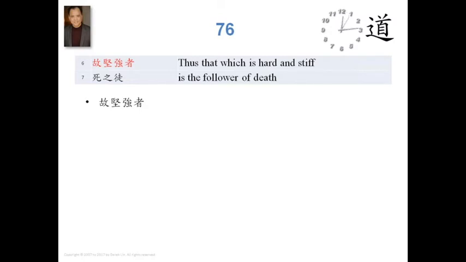So let's talk about the hard and stiff. So remember, 坚强, those two characters, it may be a very positive quality in modern Mandarin, in everyday speech, but in this ancient context, it's a very negative quality. So if you look at everything together, 坚强 is the follower of death. And once again, remember, death, negative. Death is bad.